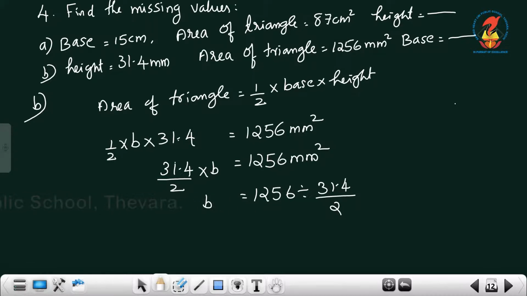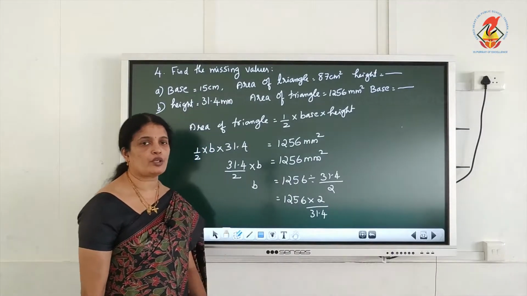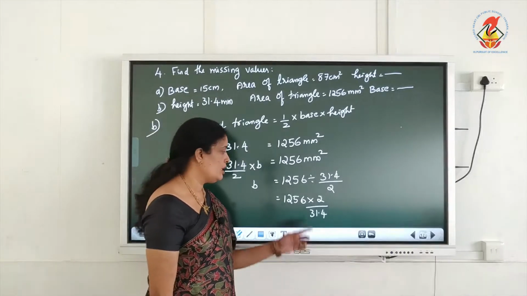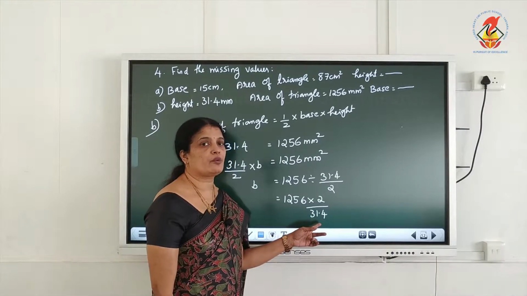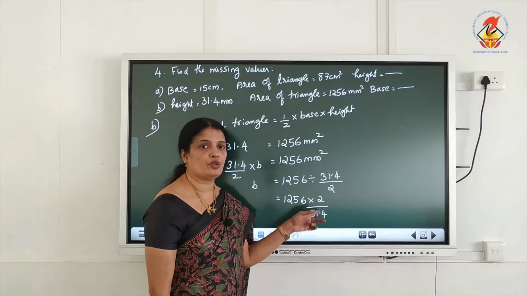Moving to the right hand side, it will become divide 31.4 divided by 2. That means 1256 into, take the reciprocal of this fraction, that means 2 divided by 31.4. Here in the denominator one decimal number is there. We can remove the decimal point from that number. How can you remove the decimal point? You multiply it by 10, and we can remove the decimal point. At the same time, multiply the numerator by 10 also.